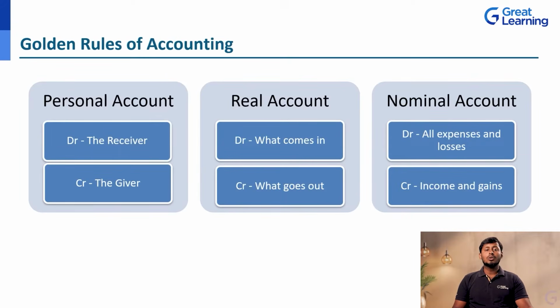Next, the golden rules of accounting. This is very important in our accounting, whether you are going to use Tally software, manually enter all the transactions, maintain books of accounts, or use any other software. These 3 golden rules are very important. First one is the personal account: debit the receiver, credit the giver.